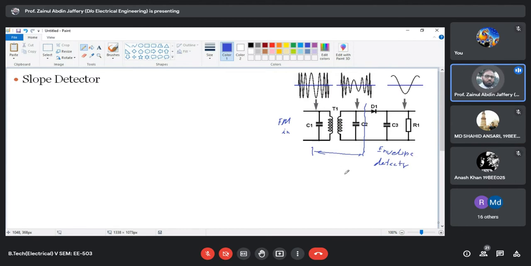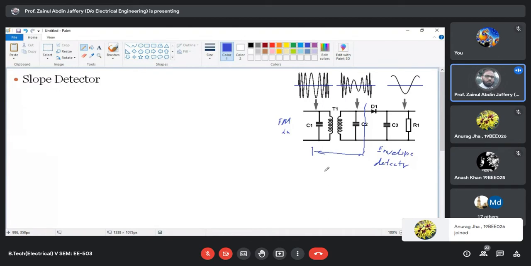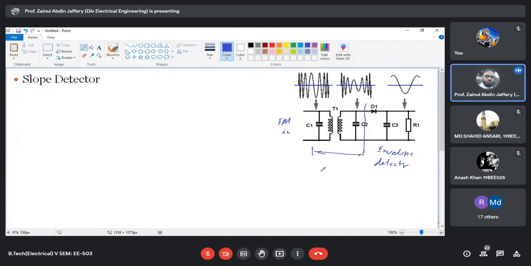So this is a frequency dependent circuit, its output voltage is dependent on the frequency. All these tuned circuits are frequency dependent, their output voltage is frequency dependent. You see this is your first circuit, and this is your second circuit.